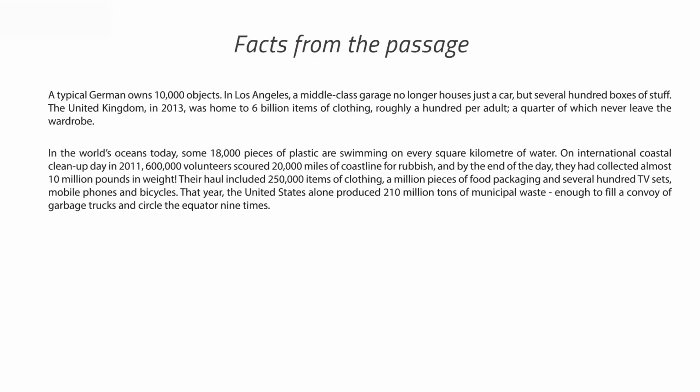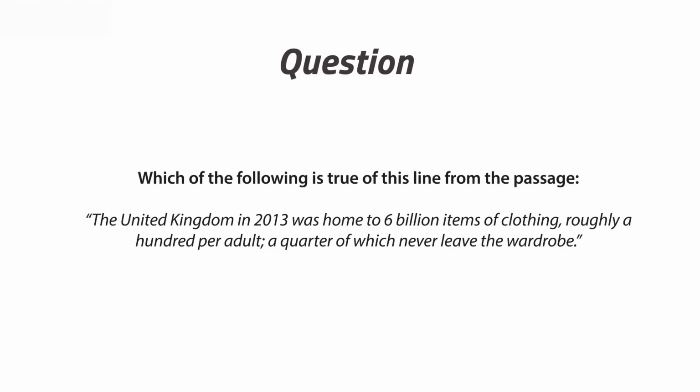So what are the main facts that one must make note of from this passage? 1, that people are buying more of everything that they actually need. 2, that United Kingdom abounds in clothing items, with more than a quarter of it lying unused. The author also makes note of the fact that the world's oceans are polluted with plastic waste and how a cleaning drive yielded several thousand articles of clothing, electronics, and appliances. Now, here's your question. Which of the following is true of this line from the passage? The United Kingdom in 2013 was home to 6 billion items of clothing, roughly 100 per adult, a quarter of which never would leave the wardrobe.